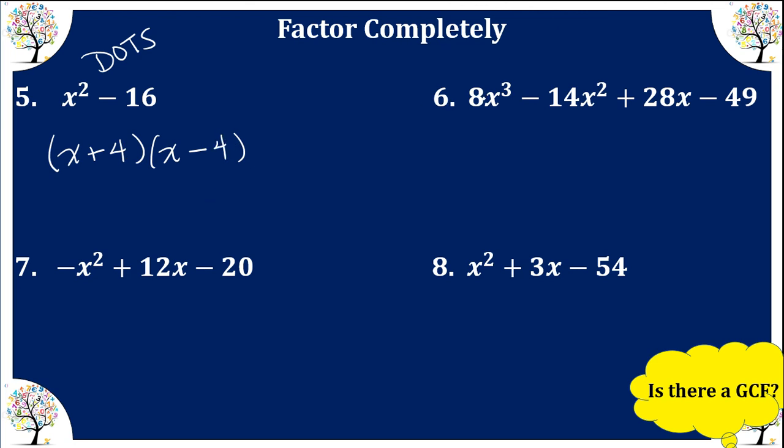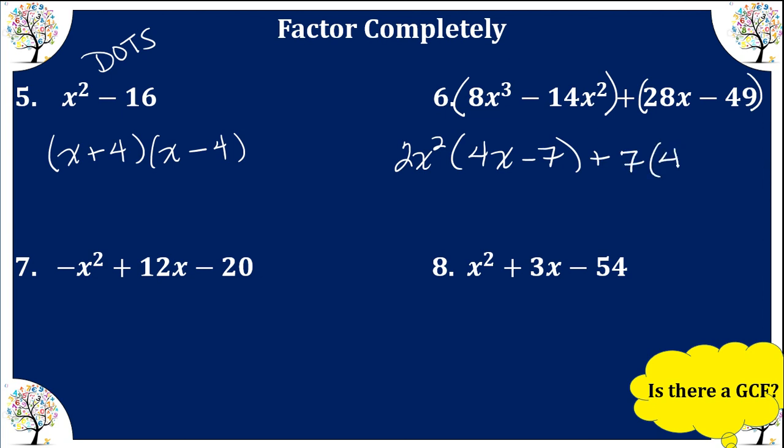Number 6, this is just a polynomial. It's already 4 terms. So we just go straight to the grouping part, and we are going to factor out the GCF. So this one is going to be 2x squared. That leaves us with 4x minus 7 plus, here we can factor out a 7, and we have 4x minus 7, so we know we're on the right track. Our first binomial factor is 2x squared plus 7 times the 4x minus 7.